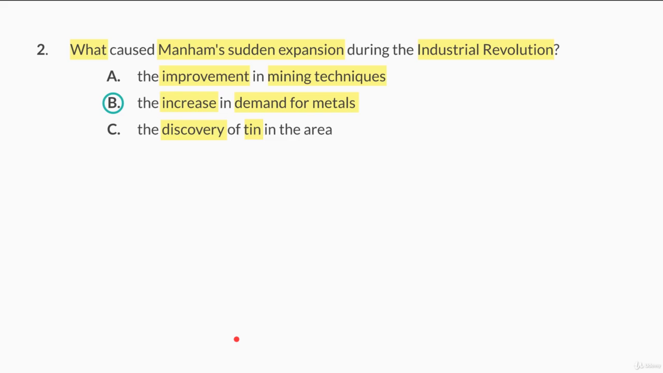Okay, let's move on to our next question now. Question number 2. In question number 2, our correct answer was, again, the letter B. The correct answer was the increase in demand for metals. So once again, the question was, what caused Mannheim's sudden expansion during the Industrial Revolution? What caused the expansion? So my main keywords that I'm looking for are Industrial Revolution and what caused the sudden expansion.